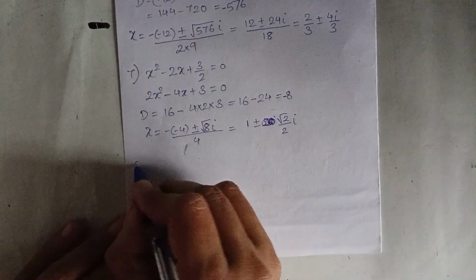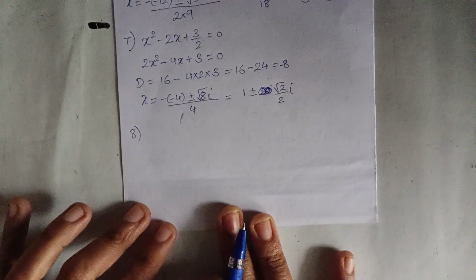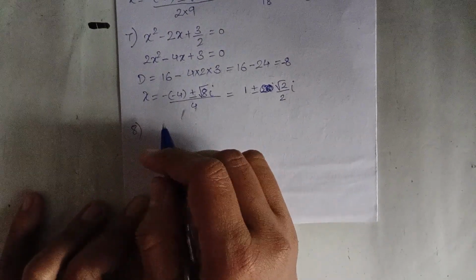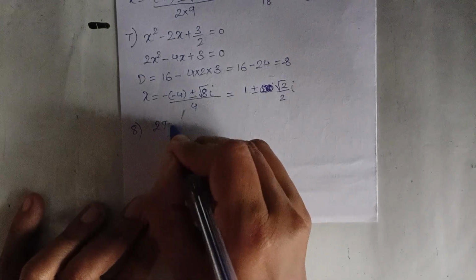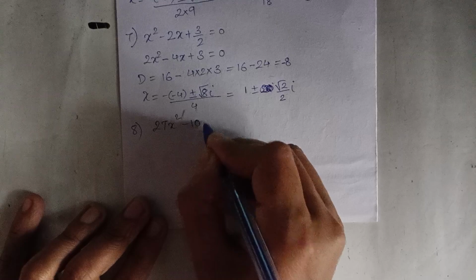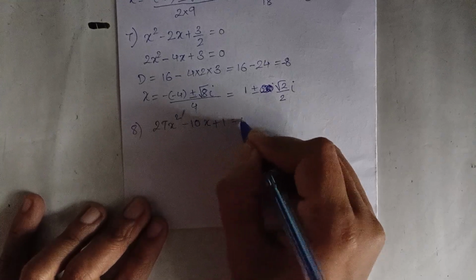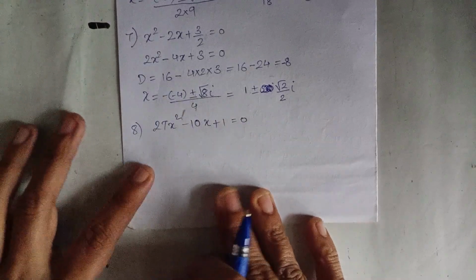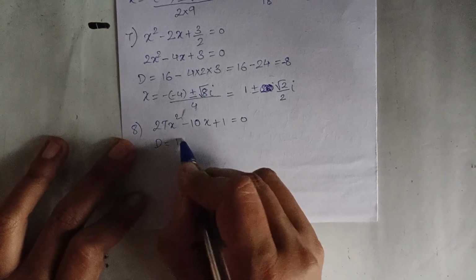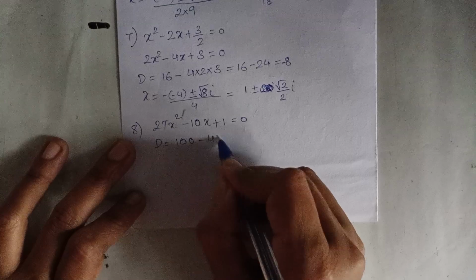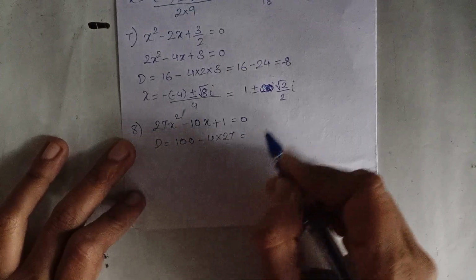Eighth question. 27x square minus 10x plus 1 equal to 0. D is b square minus 4 into a into c.